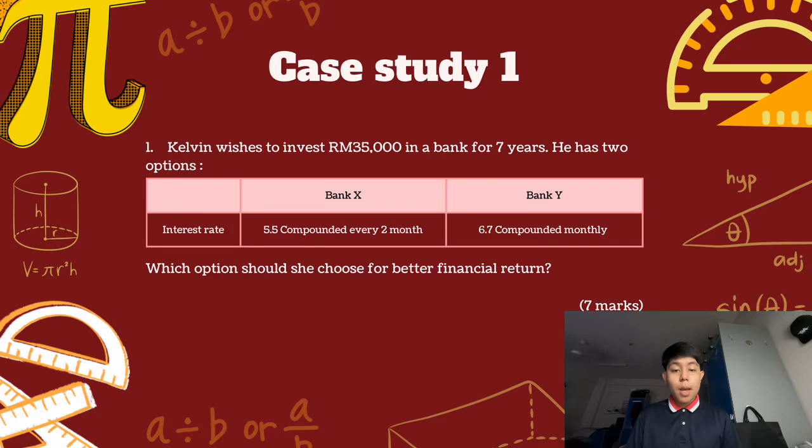Today, my team will discuss things about compound interest and annuity. So we have 5 case studies. First, case study 1 is Elvin, who wants to invest 35,000 Malaysian ringgit in the bank for 7 years. He has two options: Bank X at 5.5% compounded every 2 months, or Bank Y at 6.7% compounded monthly. Which option should he choose for a better financial return?